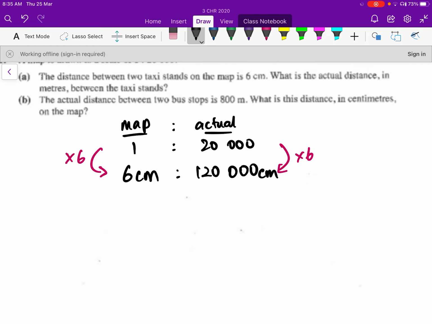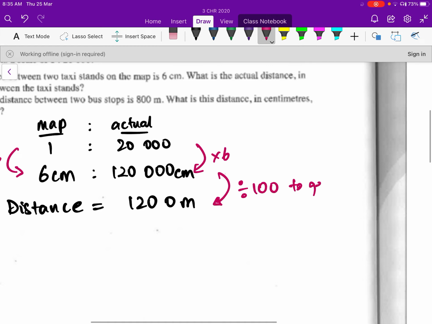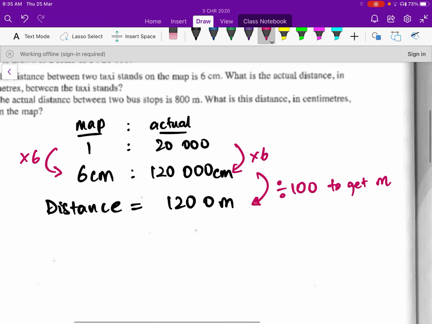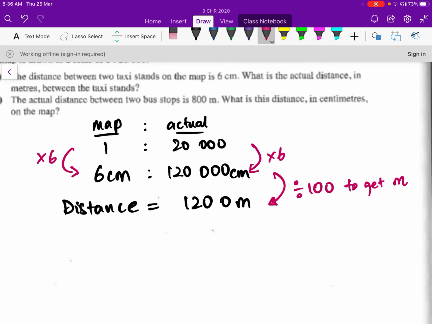So they want the actual distance, but it is in meters. Distance equals to 1200 meters, because we just need to divide by another 100. So 1200 meters is the same as 1.2 kilometers. Okay, now the next part, B.